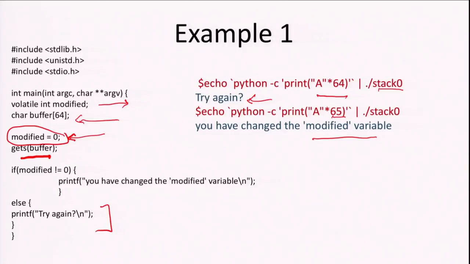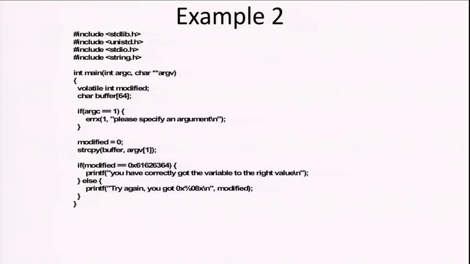So let's look at another example, another C code very similar to this one. Same thing, we have a modified variable, we have a buffer of size 64 characters, and then we are taking a command line argument and copying this argument into the buffer. So it's very similar to what we were doing with gets before.